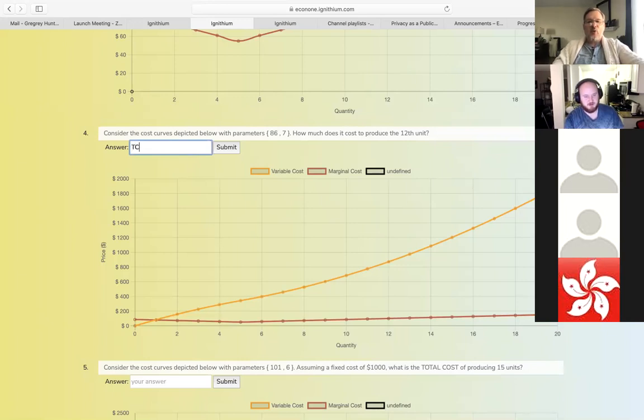Right. So total cost is equal to fixed cost plus variable cost. Okay. The marginal cost is a different concept, but here, right, it's asking how much does it cost to produce just the 12th unit on its own? And that actually is the concept of marginal cost. So I should be able to just go down here and it says 100, right?